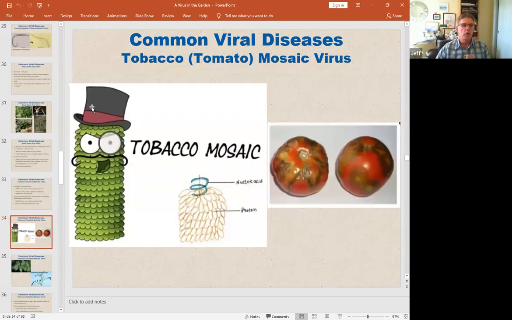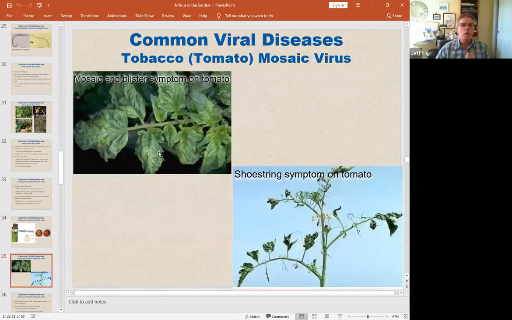So here's the dastardly tobacco mosaic virus, which plagued Larry the Cucumber in VeggieTales, and perhaps a few other people's vegetable gardens. Proteins on the outside, nucleic acid, or the genetic material, inside, and this is what happens to tomato fruit when this dastardly TMV is at work. Mosaic and blister symptoms, especially you can see here the lighter yellow spots, the blisters, shoestring symptom on tomato. The midvein in the tomato leaf is there, but the leaf blade is not.